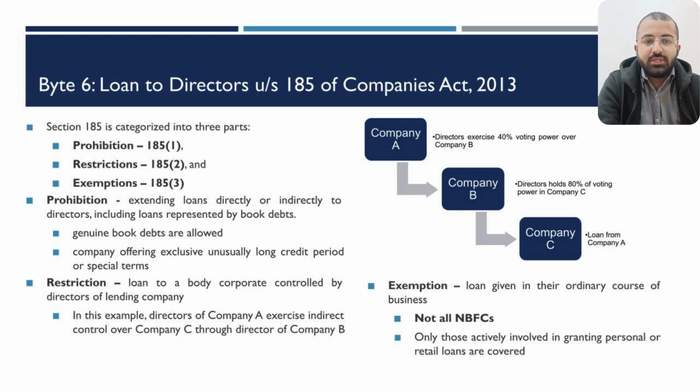Speaking of subsection 3, certain companies are allowed to grant loans to directors in their ordinary course of business. Now, this clause generally applies to companies like NBFCs who are usually engaged in the business of personal lending or retail lending. Therefore, not all NBFCs would be covered here. For example, an investment focused NBFC cannot claim this exemption.